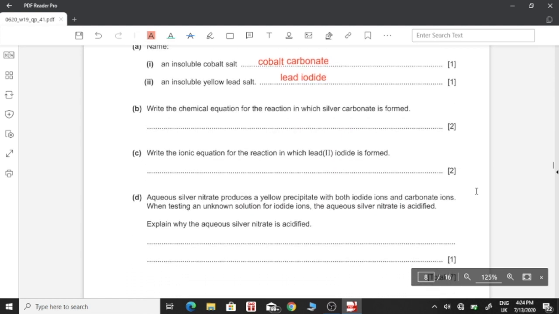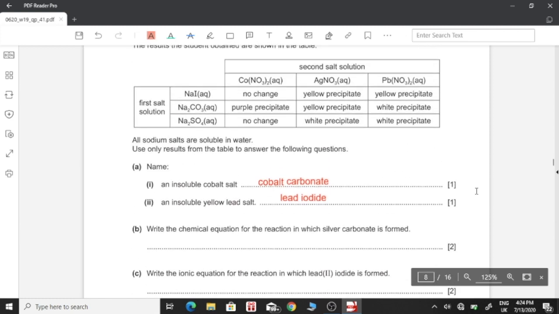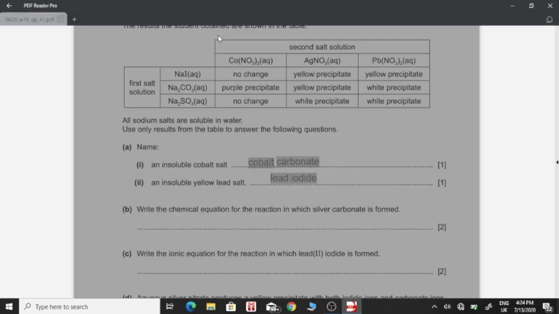Okay, moving on to part B, write the chemical equation for the reaction in which silver carbonate is formed. Okay, so silver carbonate, we have silver over here and the carbonate ion over here. So this is when silver nitrate reacts with sodium carbonate. Okay, so we will have silver nitrate reacting with sodium carbonate, and then it forms silver carbonate. And over here we're using the same steps we used previously to form the formulas. Okay, I'm gonna write it over here.